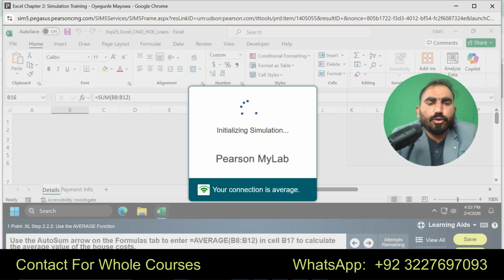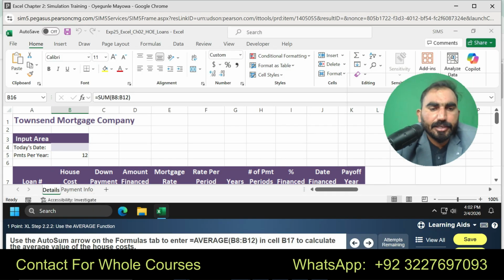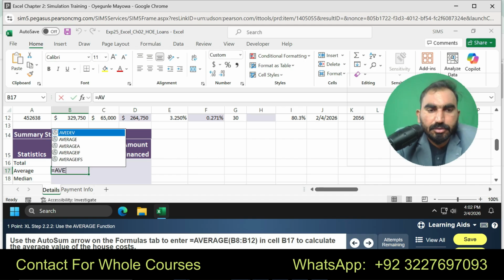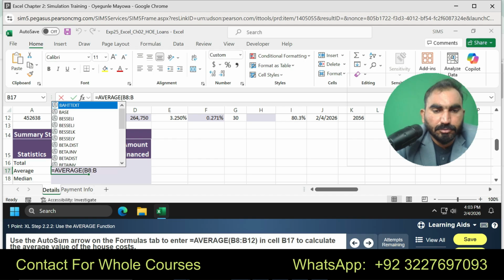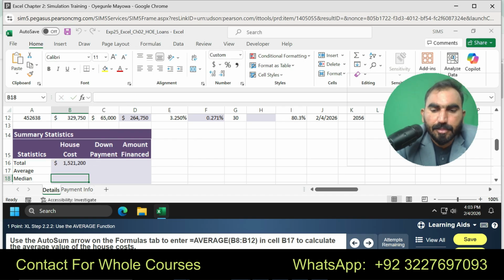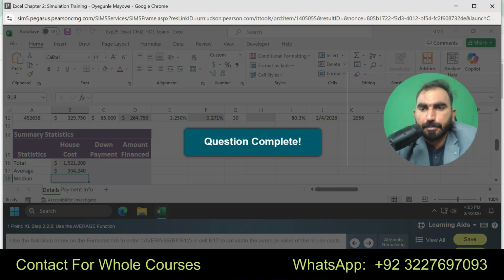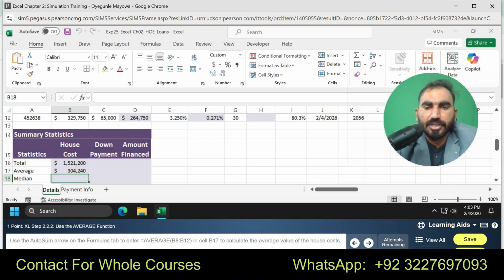Use the AutoSum arrow to enter the average formula. Okay, in cell B17, average B8 to B12. I have completed this one. Now I am going to move to my next question.